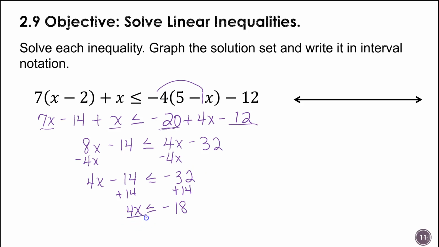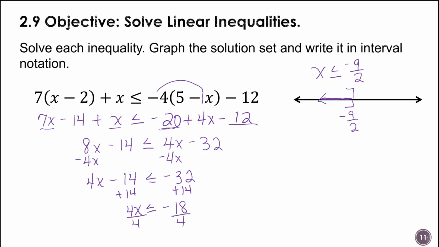All right, and then divide by 4 to solve. So x is less than or equal to negative 9 halves. And so this is the less than or equal to sign. We're going to graph it with a bracket. We're going to the left again because it's less than. We didn't have to switch directions on this one because we didn't divide by a negative. So this is negative 9 halves.